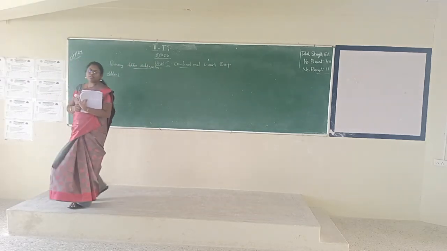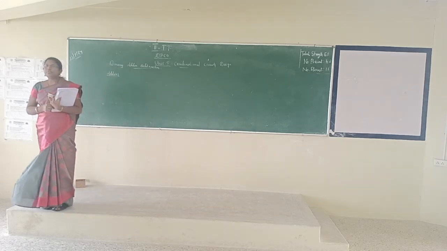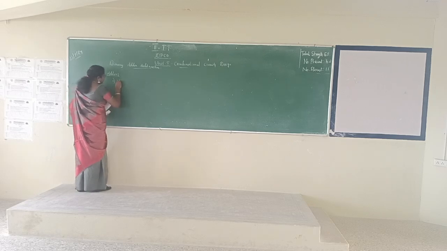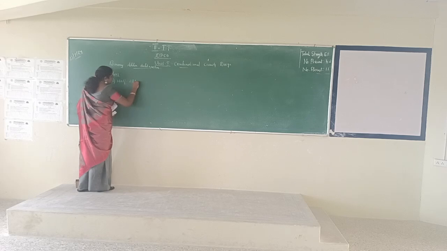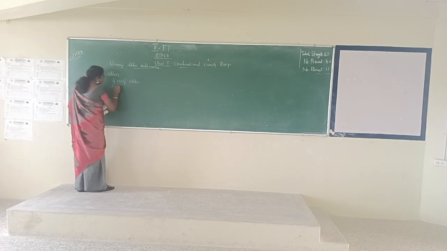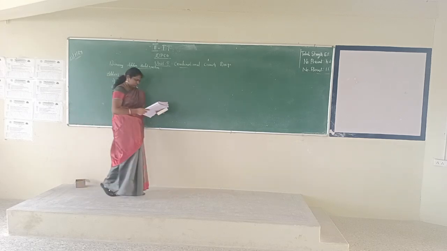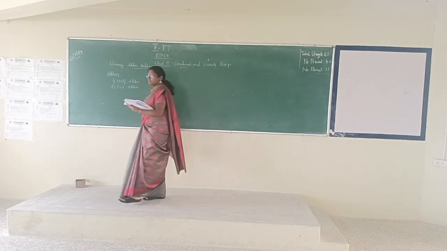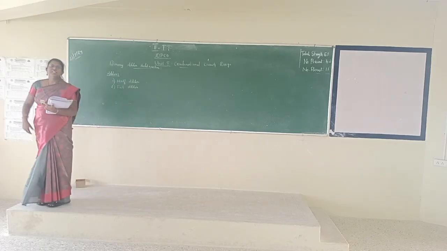So normally we have two types of adders. One is the half adder and another one is the full adder. Write it down. So there are two types of adders. One is the half adder and the second one is the full adder. Completed.